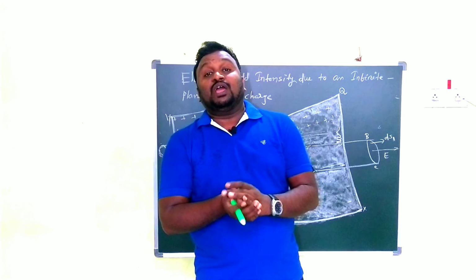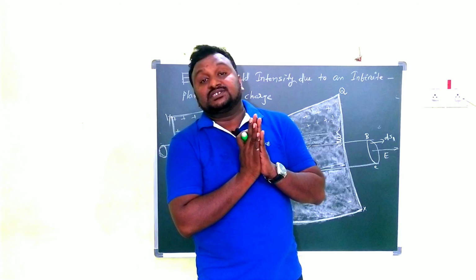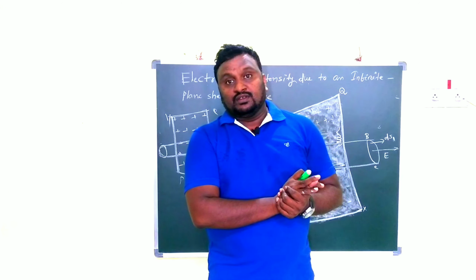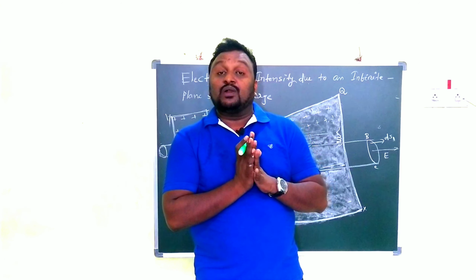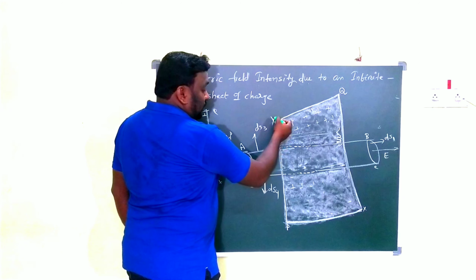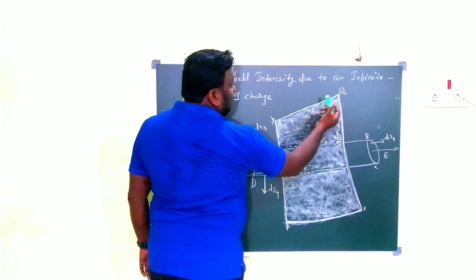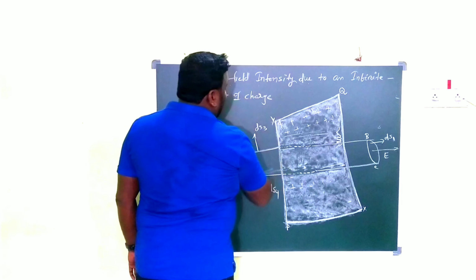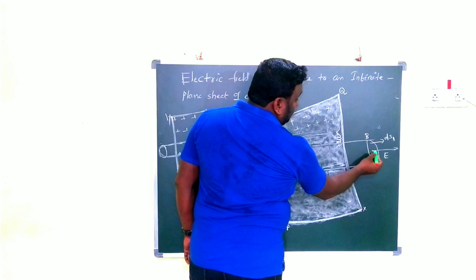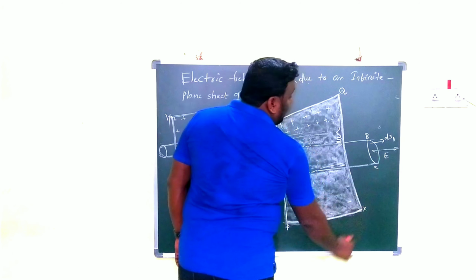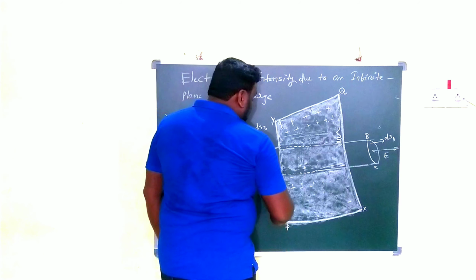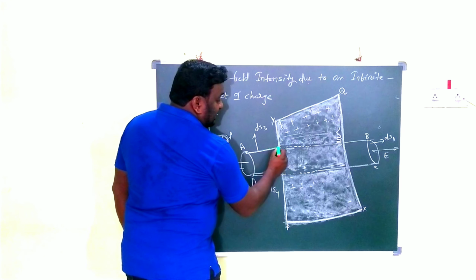To explain that, we have to construct one Gaussian surface, and that Gaussian surface must always be a closed surface, because we are using Gauss law. In this case, this is the P, Y, Q, X infinite plane sheet of charge, and at this point P we have to find out the electric field intensity. So for that, we are constructing one cylindrical Gaussian surface.